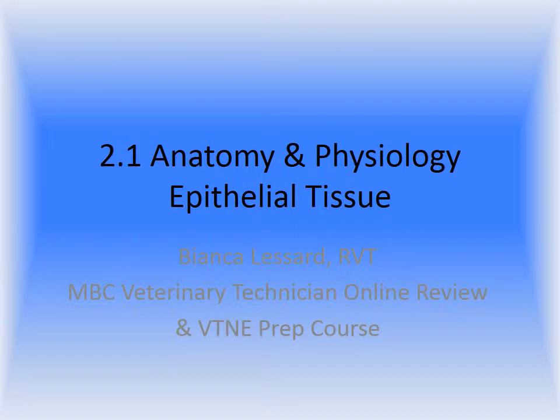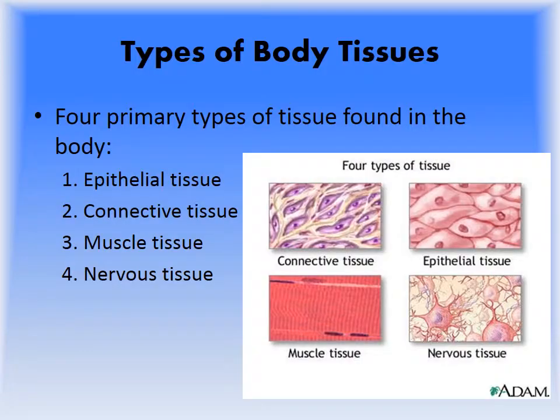So continuing on with 2.1, the last PowerPoint that we saw was connective tissue, if you've watched that yet. If not, this will be the first of 2.1, and this is epithelial tissue. Like I was talking about in the other PowerPoint, in 2.1 we're talking about different types of body tissues, and there's four of those, okay? We just watched the PowerPoint on connective tissue. This one is on epithelial tissue, which you can see is right here.